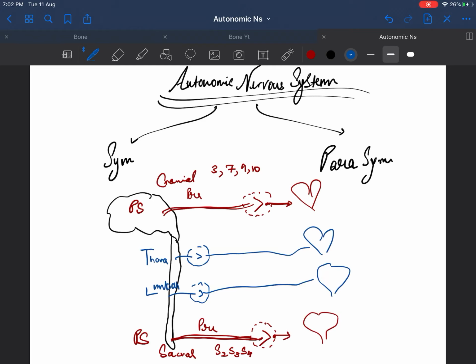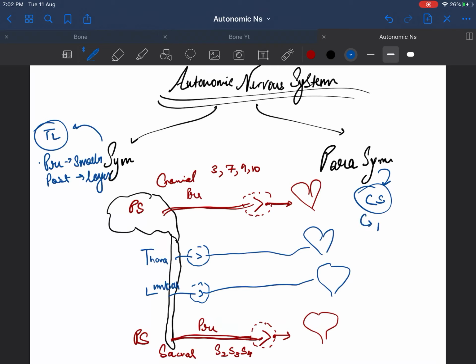So what is the difference between sympathetic and parasympathetic? What we have discussed here is that first we have to distinguish them by the anatomical classification. So the sympathetic is derived from the thoracolumbar outflow, and the parasympathetic is the craniosacral outflow. And here the preganglionic fibers are smaller, and the postganglionic are obviously longer. And here the preganglionic fibers are longer, and postganglionic fibers are shorter or more towards the organs.